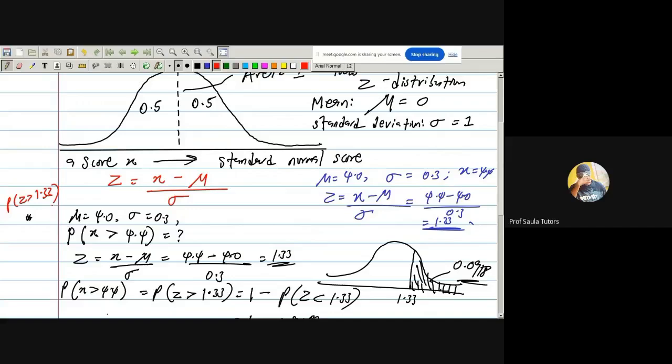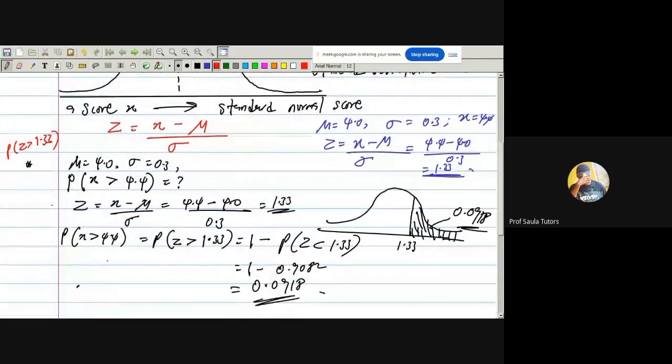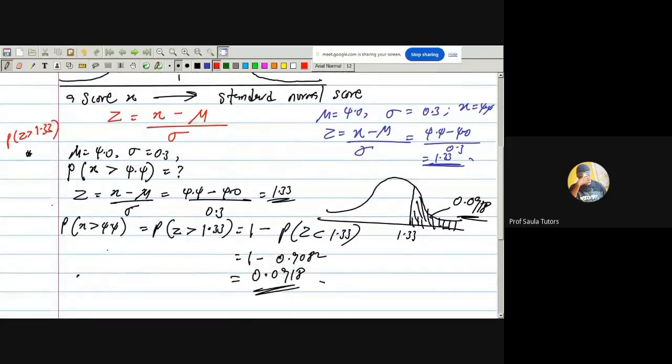So you get 0.9082. And remember, that is for Z less than 1.33. And exactly, that's what we get here, and when we use the statistical table, that's what we get here. Did you see it? Yes. Exactly. So then you now subtract whatever you get. You now say 1 minus your answer, then you get this final answer. That's it. You see that?